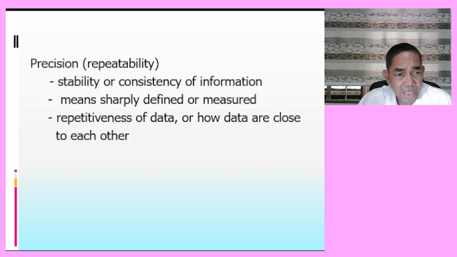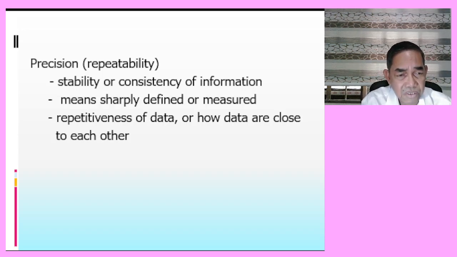Precision is the same as repeatability or reliability. This is stability or consistency of information that you collect. You always collect the same information, and it means sharply defined or measured. There is repetitiveness of the data. The data that you collect can be repeated, and the data are close.